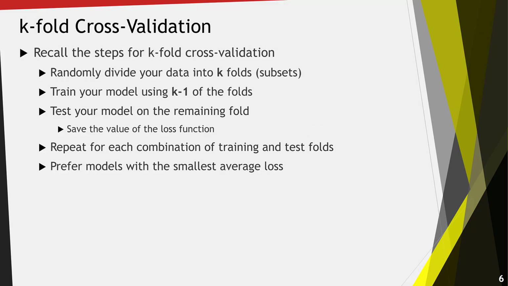So let's recall the steps that are in k-fold cross-validation. First, you're going to randomly divide your data into k folds or subsets. You're going to train your model using k-1 of those folds, and then you're going to test your model on the remaining fold. From this test, you're going to save the value of the loss function. You'll repeat this process for every combination of training and test folds. And we're going to prefer models that have the lowest value of the average loss across all of those folds.